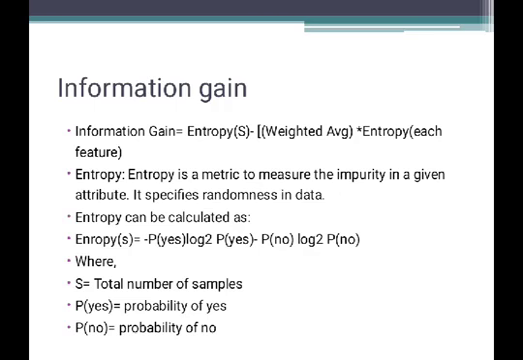What is entropy? Entropy is a metric to measure the impurity in a given attribute. It specifies the randomness in data. Entropy can be calculated as entropy of S is equal to minus probability of yes log 2 probability of yes, minus probability of no log 2 probability of no, where S is equal to the total number of samples.